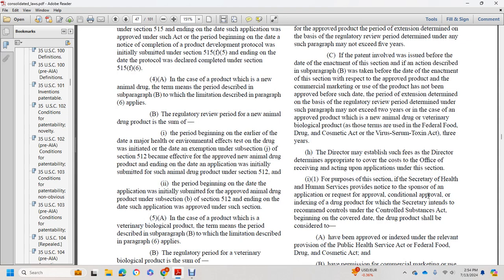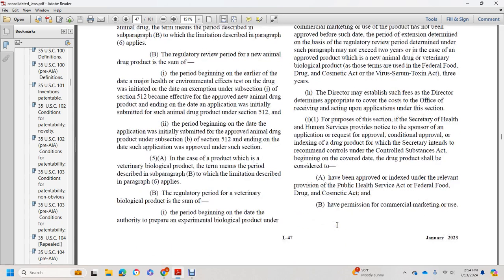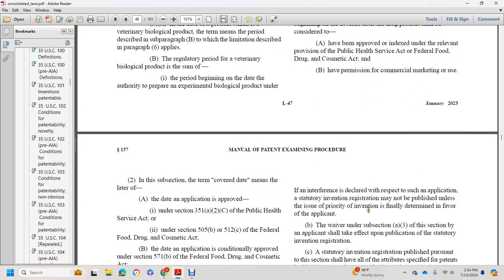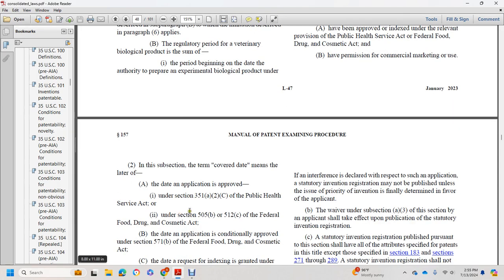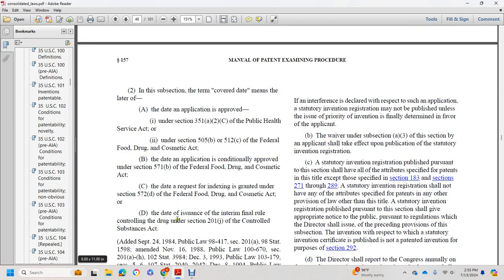1I1. For the purpose of this section, the Secretary of Health and Human Services provides notice for the sponsor of any application requesting approval or conditional approval of the drug product which the Secretary intends to recommend controls under the Controlled Substance Act. The covered date of the drug or product will be considered as having been approved under the relevant provision of the Public Health Service Act and the Federal Food, Drug, and Cosmetic Act, with the permission for corresponding marketing use in the subsection, with the covered date being the date of the application approved under section 35(1)(a)(2)(c) of the Public Service Act, under section 505(b) and 512 or 512(c) of the Federal Food, Drug, and Cosmetic Act.